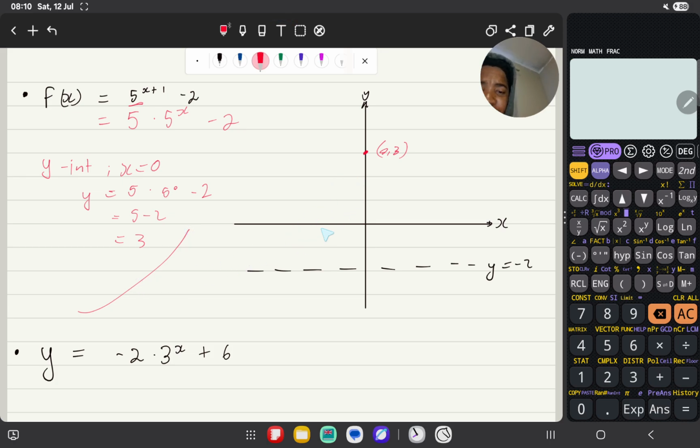And because of it being like this, we know we have an x-intercept as well. So let's calculate the x-intercept. x-intercept, y equals 0. So you have 0 equals 5 times 5^(x) minus 2. So this minus 2 goes that side. Therefore, we'll have 2. And then you divide by 5 both sides. We are left with this, right?